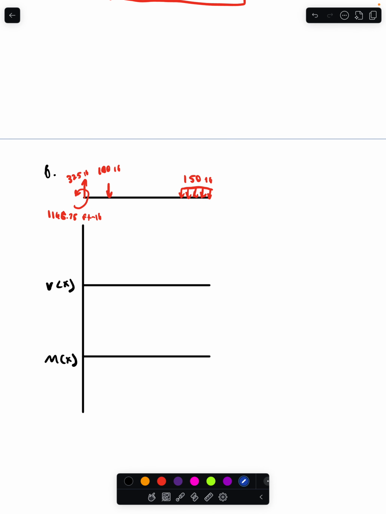Okay, so for the shear graph, every time we have a point load, we're going to have a step change, and for distributed loads, it's basically going to be the integral of the distributed load. The shear graph is going to be the integral of this. Since that's a flat line, the integral is going to be a line with a slope. So to start off, we're going to go up 325. I'm going to draw some dashed lines on here just so everything lines up across the board.